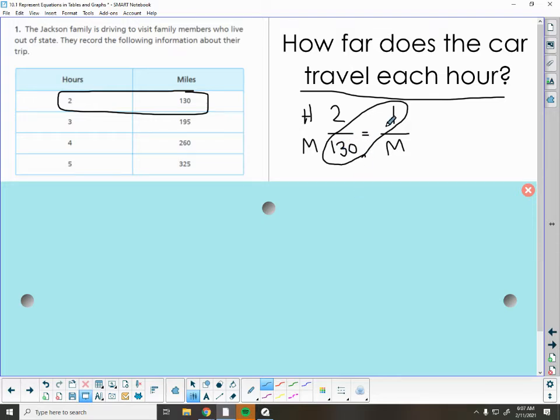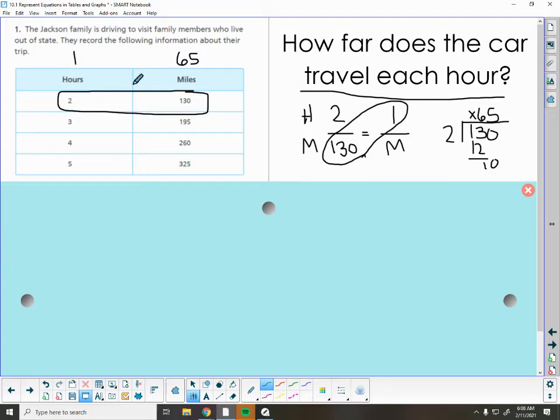So 130 times 1 is 130. And we want to divide that by 2. So go ahead and do that there. I can see it goes in here 6 times, which is 12, and then 10 left over, so 5. So every 1 hour, they are going 65 miles.